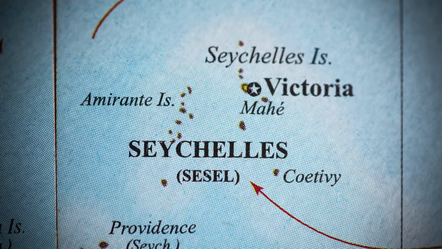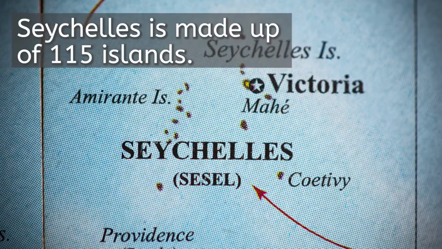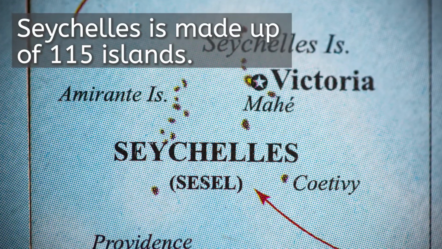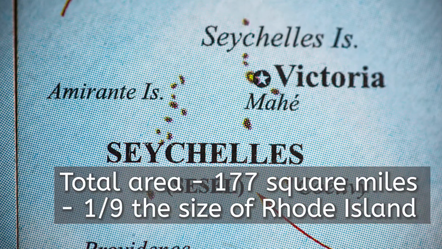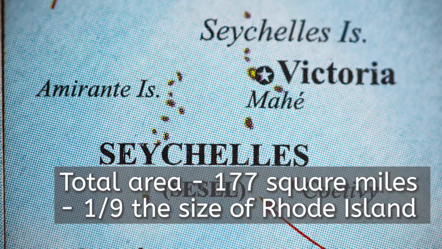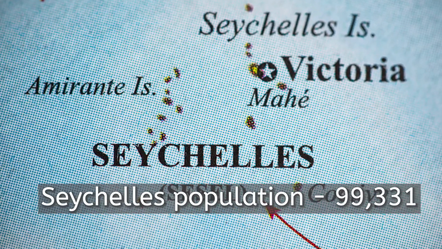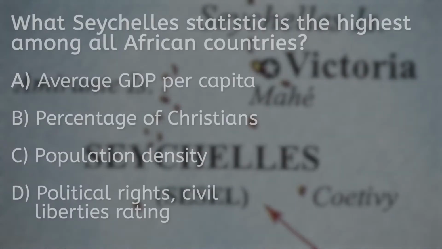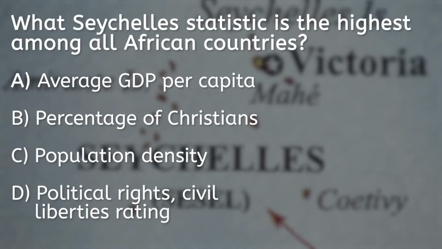Seychelles, uninhabited until European explorers arrived in the 16th century, is made up of 115 islands in the Indian Ocean. And those islands are small. Seychelles' total land area is about 177 square miles, which is about 1/9 the size of Rhode Island. The archipelago is home to just under 100,000 people, one of Africa's smallest. But what Seychelles statistic is the highest among all African countries? Here's a quick hint.